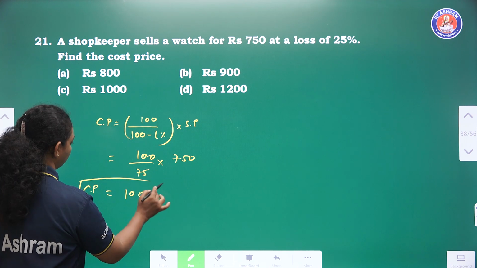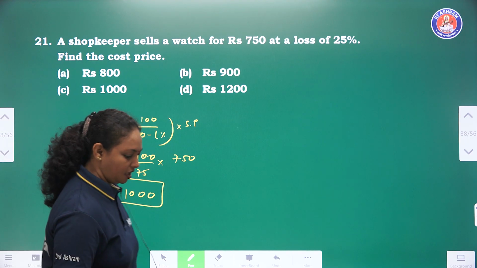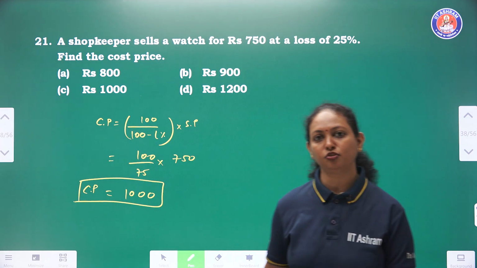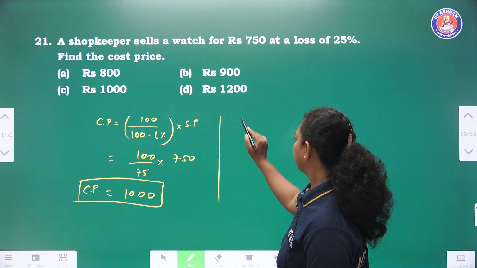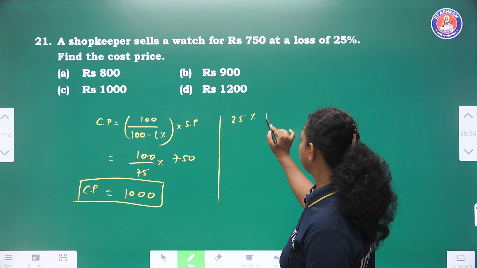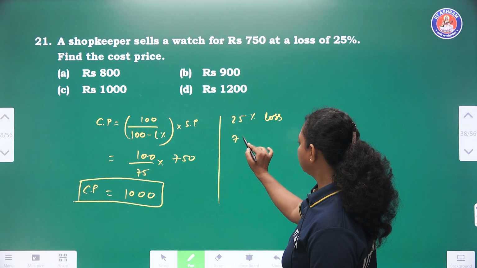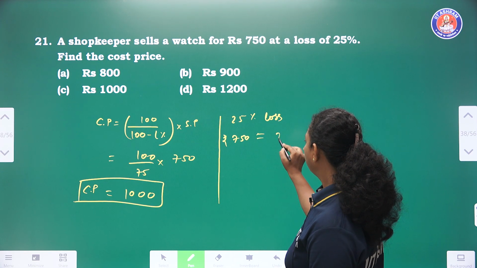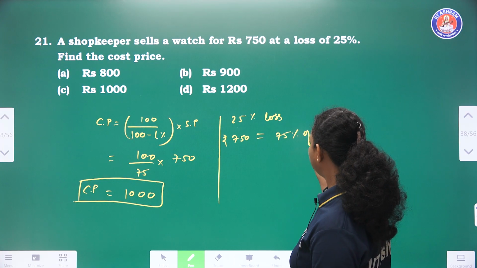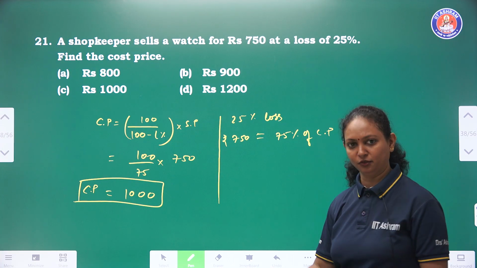ये तो हो गया आपका स्कूल वाला तरीका, है ना? मेंटली सोचो तो और ज़्यादा इजी हो जाता है. भाई 20% लॉस है, 20% लॉस है. इट मीन्स दैट जो 750 रुपीज़ हमें मिल रहे हैं वो 75% ऑफ CP के बराबर है. हाँ या ना, ये बता दो.